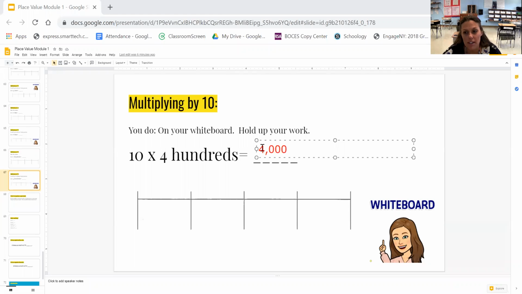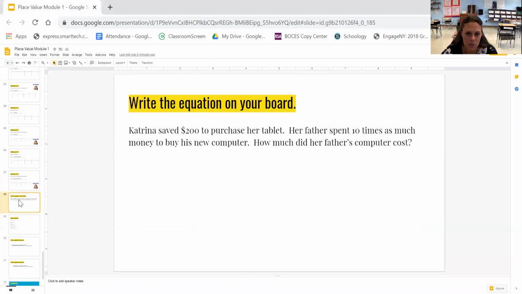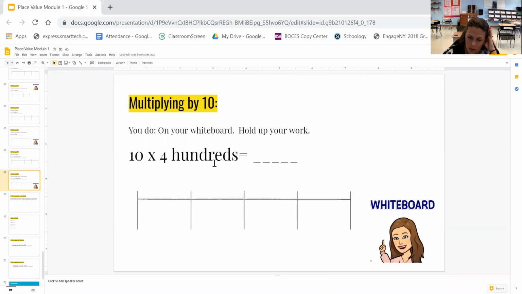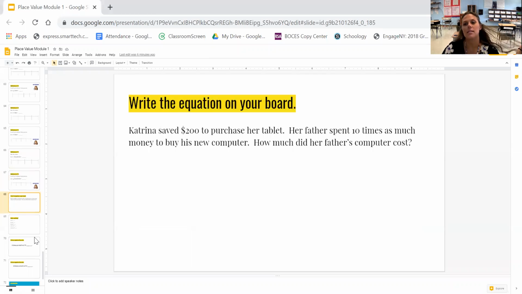What you should have for your answer is 4,000 if you did it correctly. You had 4 in the hundredths place and you multiplied by 10. All right, so let's move on to, I want to read this to you and I want you to write an equation. These are equations, a number sentence, based off what you hear, what we're trying to solve.